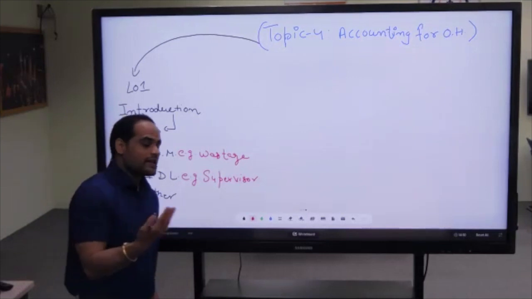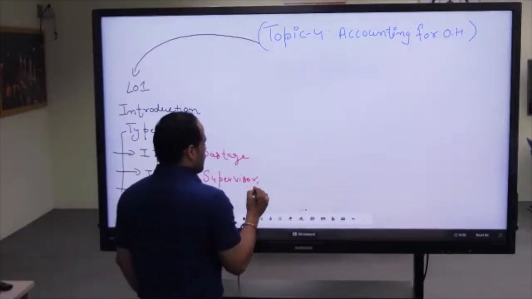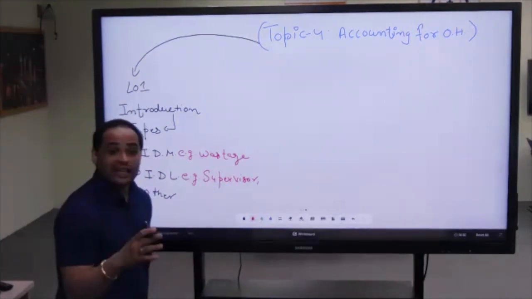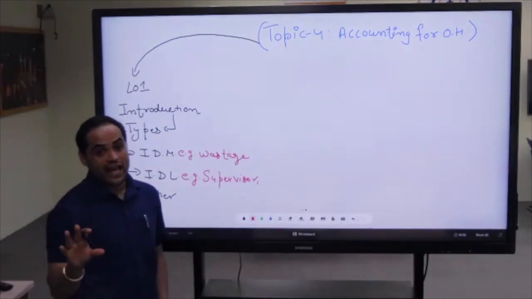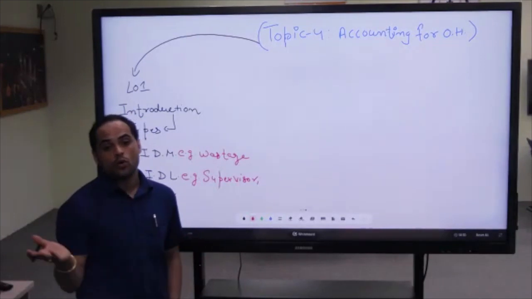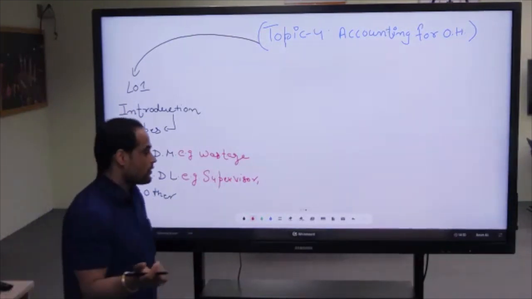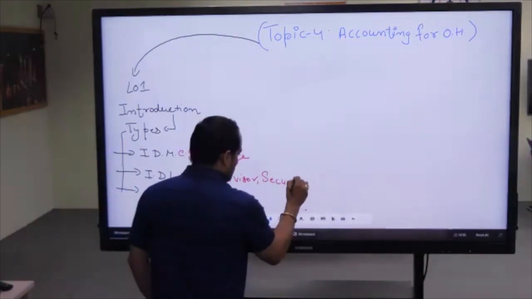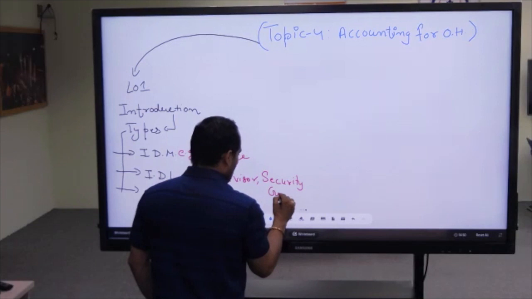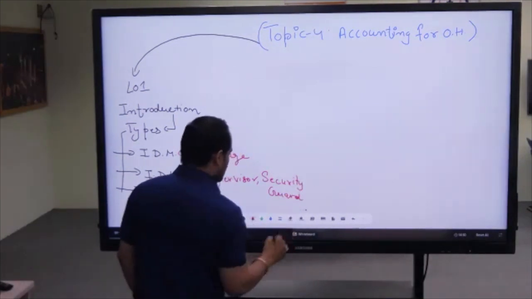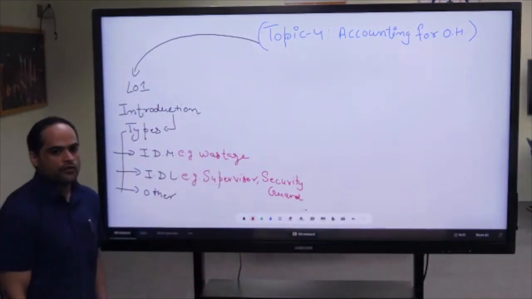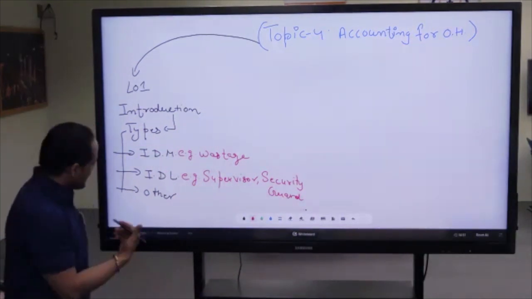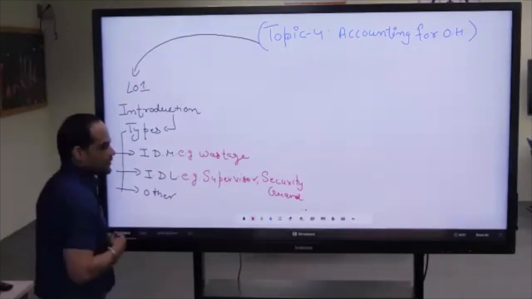All right. Another example of indirect labor could be security guards, who take care of all the factory assets, either machines or the inventory. Security guard, right? So that's also part of your indirect labor. All right. Next is other.